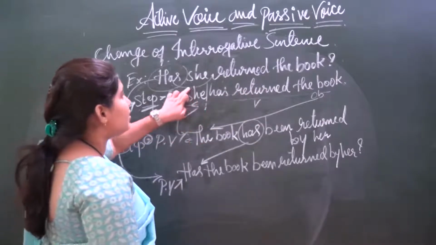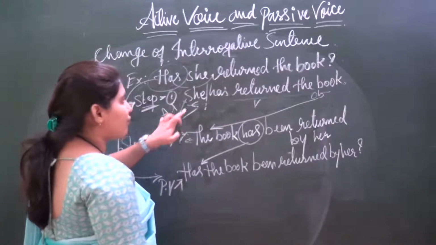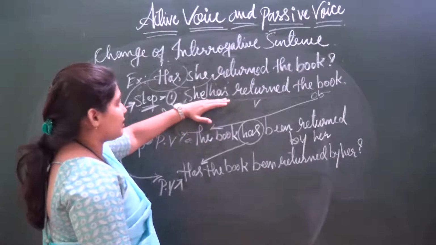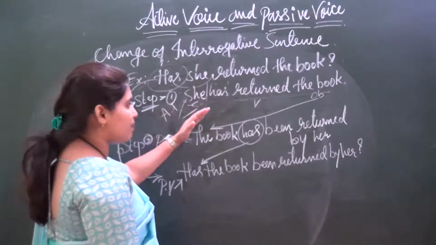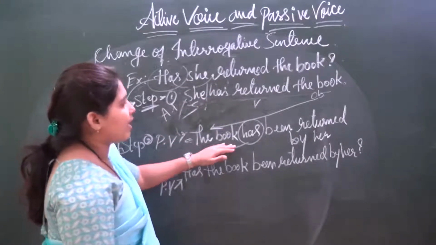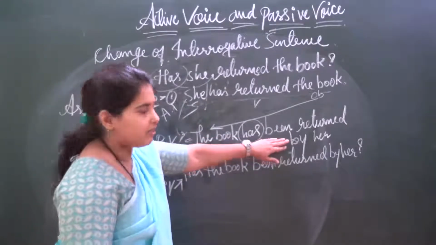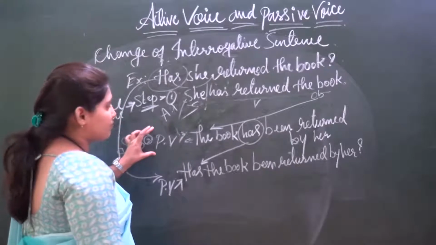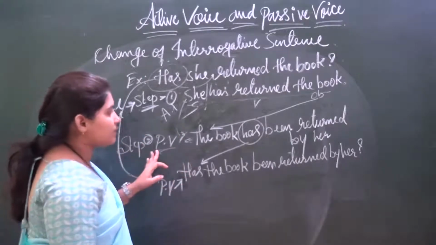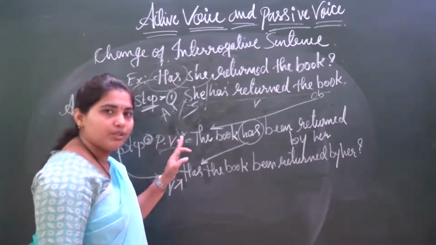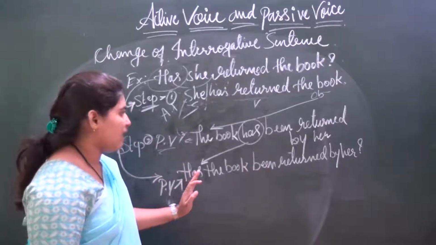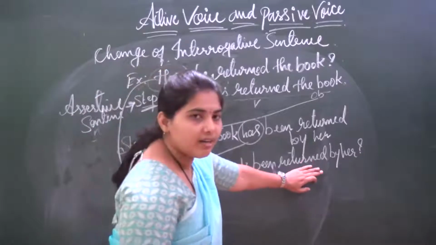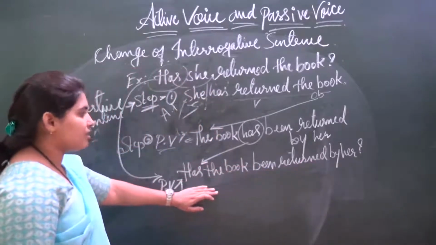And what is the passive form of this assertive sentence? You can get the answer easily. Just convert this assertive sentence into the passive voice. The book has been written by her. And after completing the transformation to passive voice, this passive voice you should convert into the interrogative sentence: Has the book been written by her? This is the interrogative sentence.